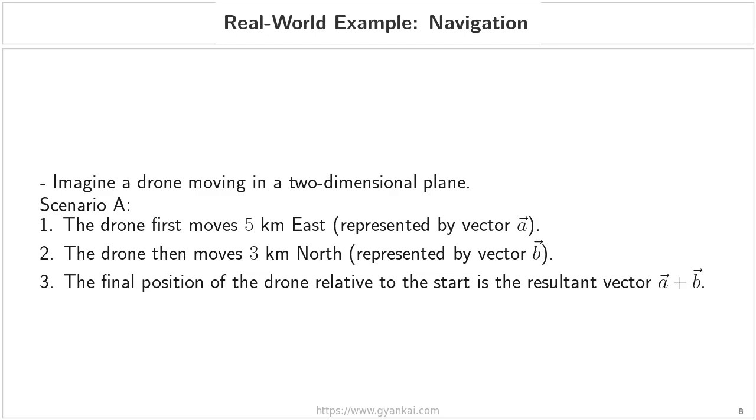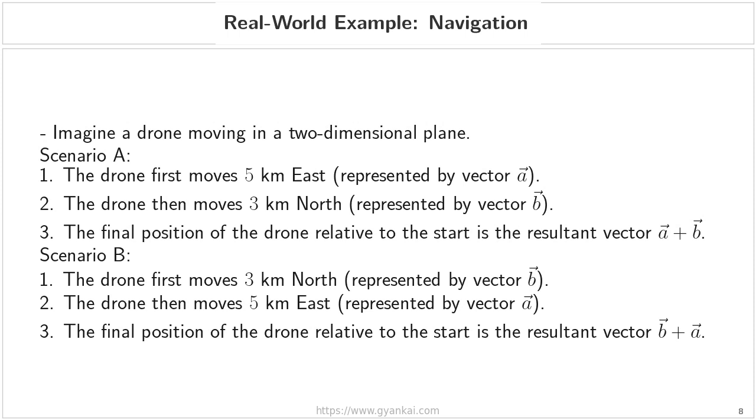Suppose the drone starts at a base point and first moves 5 kilometers toward the east, which we can represent with the vector A. From that new position, the drone then moves 3 kilometers toward the north, represented by the vector B. If we want to find the drone's final position relative to where it started, we calculate the resultant vector, which is A plus B.